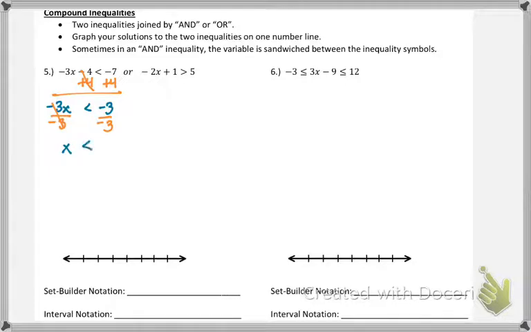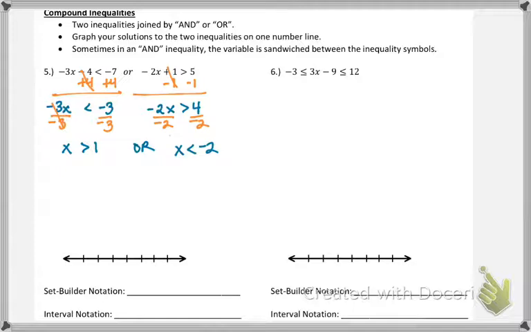Remember to flip the inequality because we're dividing by a negative number. Okay, so that's one solution. Then on the right, we're going to subtract 1 and divide by negative 2. Again, I have to flip the inequality. And then we're going to go ahead and graph it.